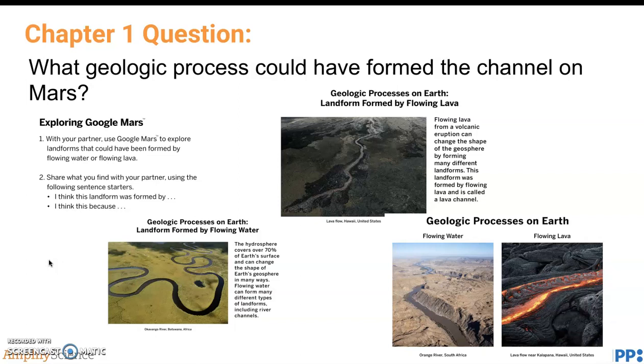After their GeoMars exploration, students are introduced to a channel on the surface of Mars that could have been formed by flowing water or flowing lava. The question of how this channel was formed is the focus of the remainder of this unit. Students begin to gather evidence for what formed the channel by observing aerial images of landforms on Earth, some formed by flowing water and some formed by flowing lava. Students learn that investigating geologic processes and landforms on Earth can help them understand what geologic process may have formed landforms on Mars.